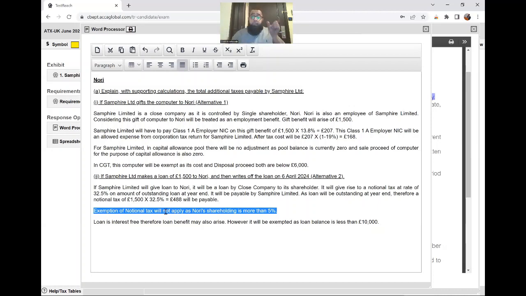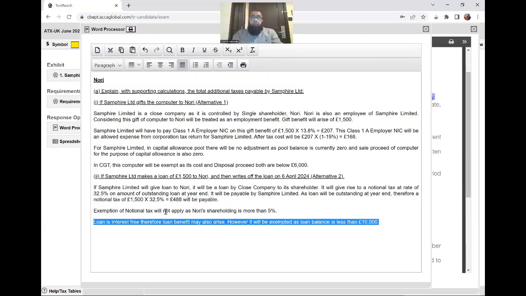Now, this is a separate thing. Notional tax is separate and loan benefit, which is the interest adjustment, is separate. The notional tax, which is 32.5%, will be payable. But when we talk about the loan benefit, that is exempted because the loan is less than 10,000. In loan benefit, there is only one requirement: if the loan is less than 10,000, no loan benefit will arise. Now let's think about the write-off.